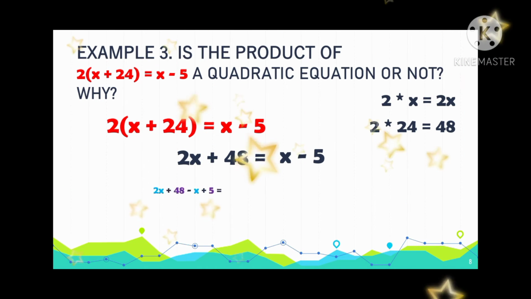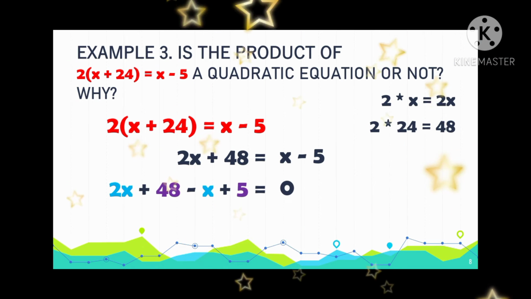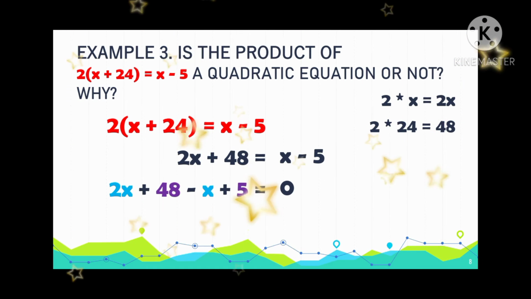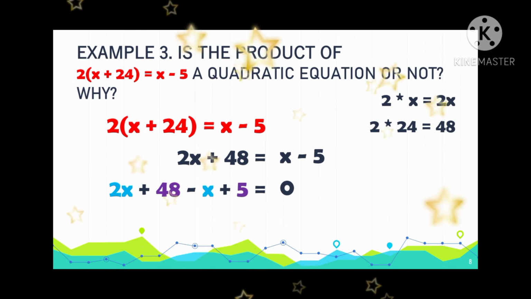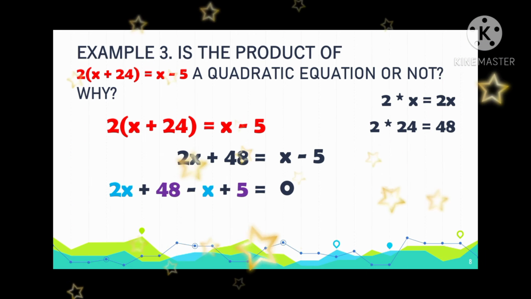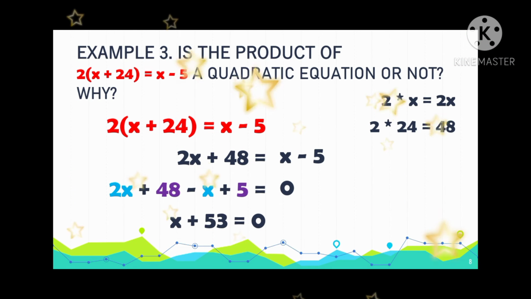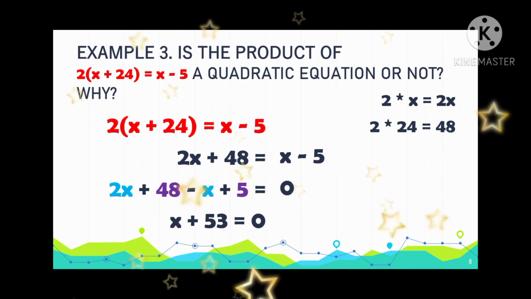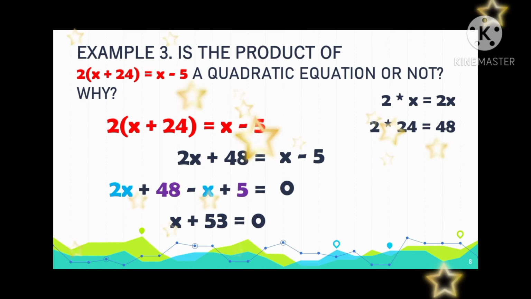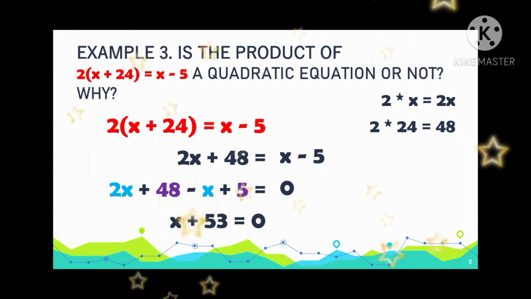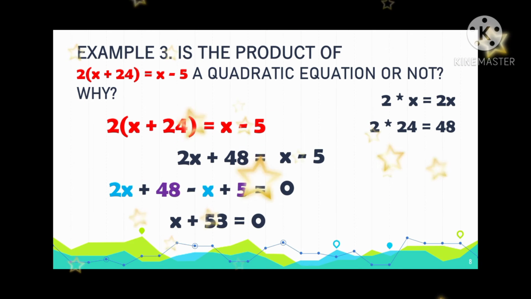Then, transpose all the terms to the left side of the equation so that the right side will become 0. Then, combine similar terms. So, in this equation, we have the x terms or the linear terms. So, simplify. We have 2x minus x is equal to x. And then, the constant terms are 48 and 5. So, add 48 and 5, the answer is 53 equal to 0. So, ngayon, the equation x plus 53 equal to 0.